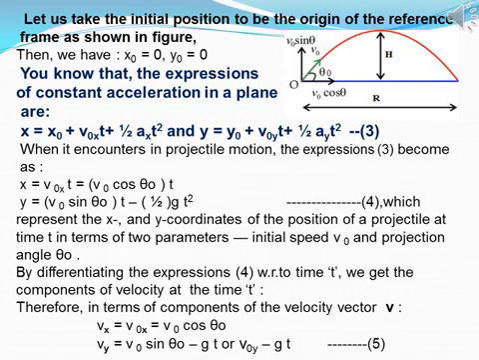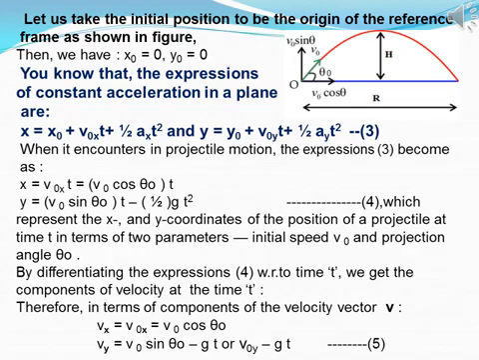What are they? They are x is equal to x0 plus v0x t plus half ax t square, and y is equal to y0 plus v0y t plus half ay t square. These are the expressions 3.